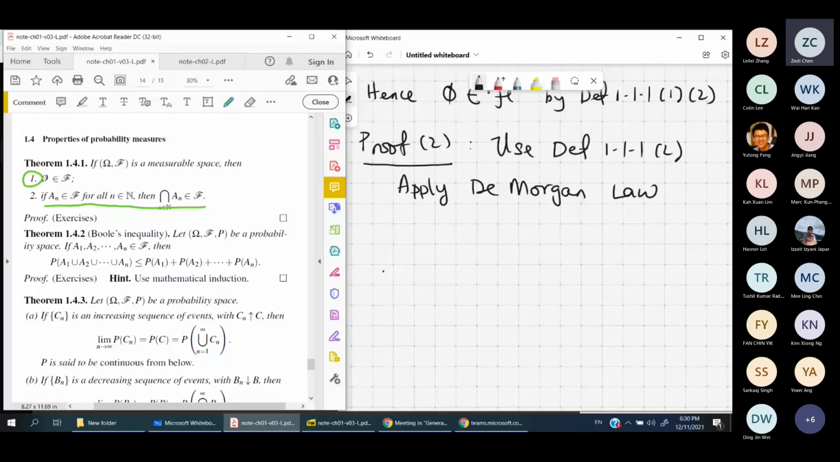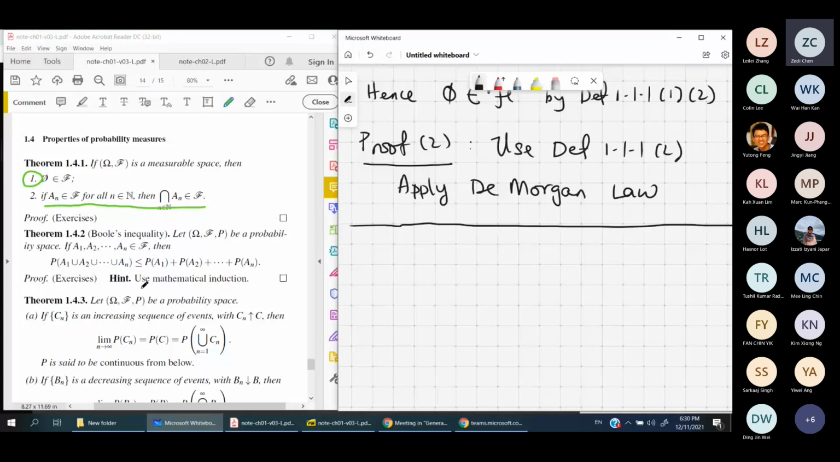So we can look at the proof for it. The proof for this is quite troublesome. We just need to use mathematical induction, so you may refer back to what you have learned in calculus. So let's look at the proof of 1.4.2. We're going to prove this by induction.